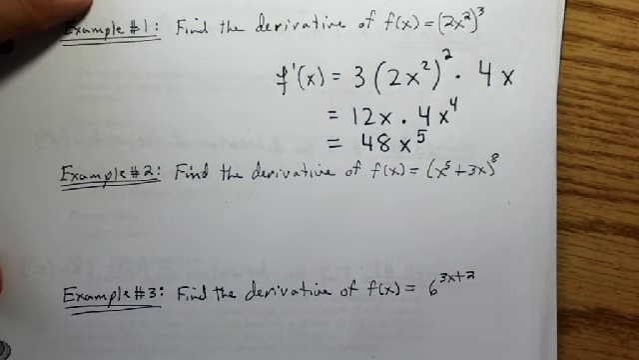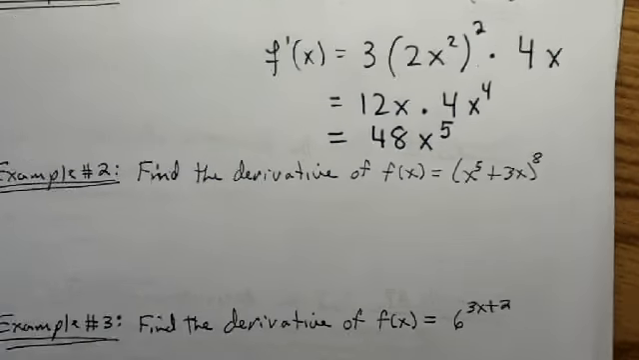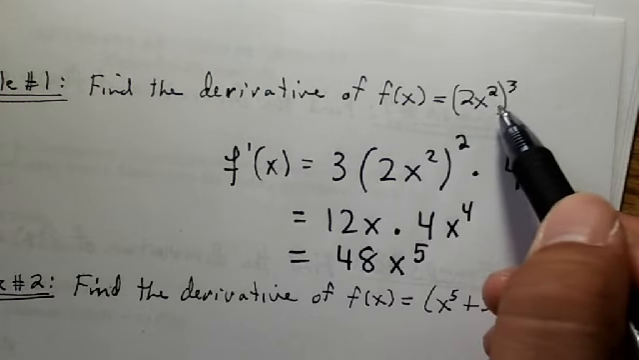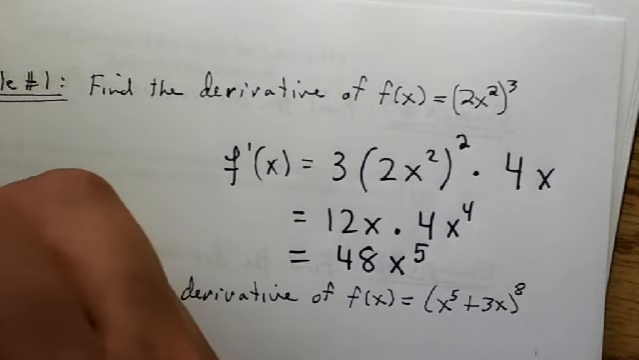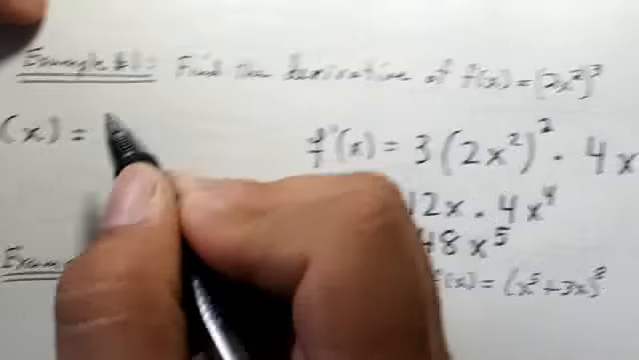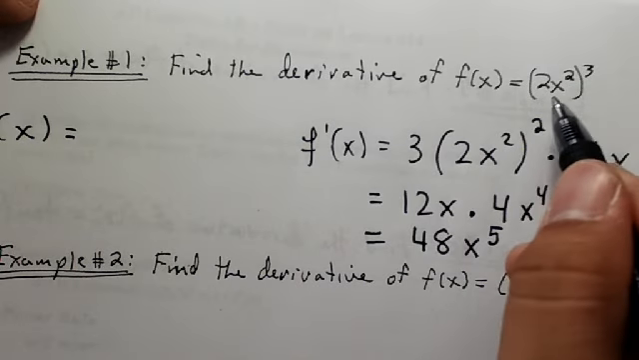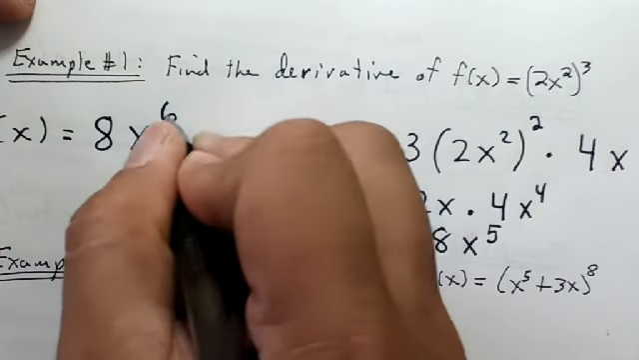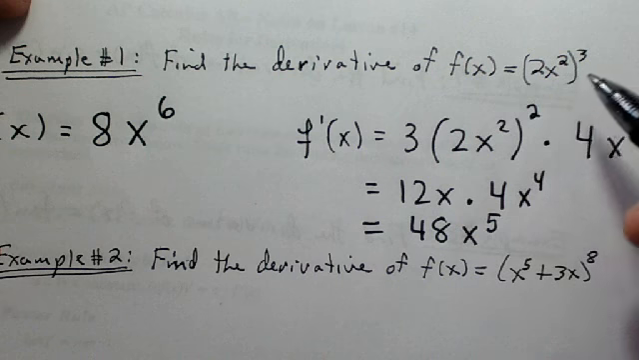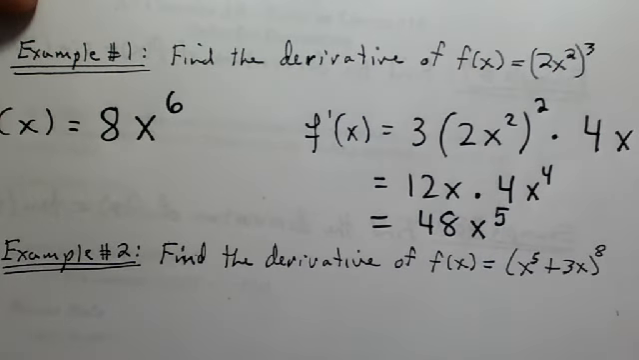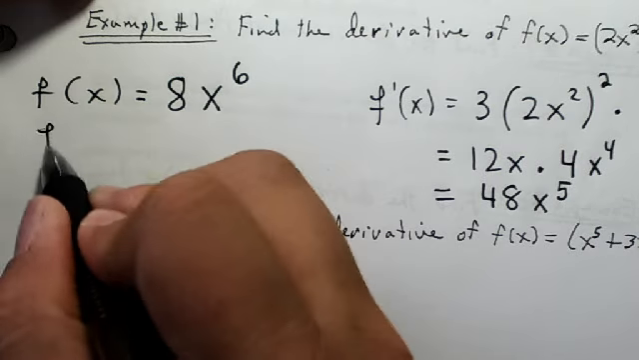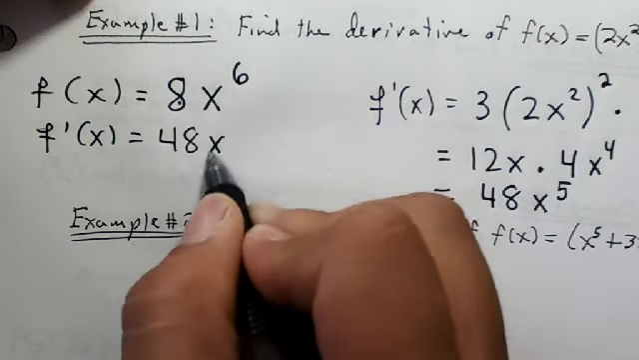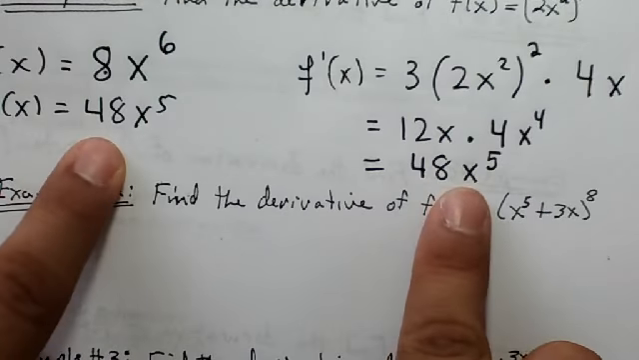If you look at that, at the beginning, could you have foiled this? Yes, you could have. That would have been f of x equals what? From the beginning, that would have been 8x to the 6th power, right? 8x to the 6th, do you all agree? This one could have been done like that, using algebra at the beginning. Now, you take the derivative, and look what happens. 6 times 8, that would be 48x to the 5th. Look, it's the same thing.